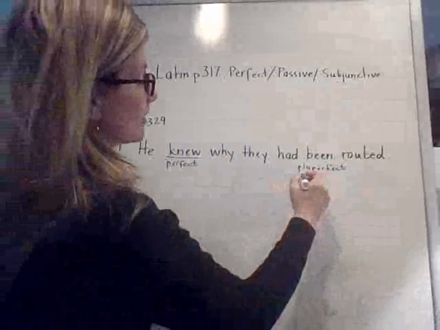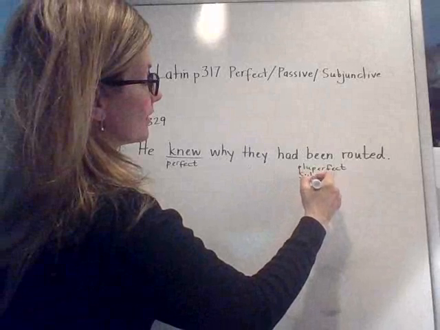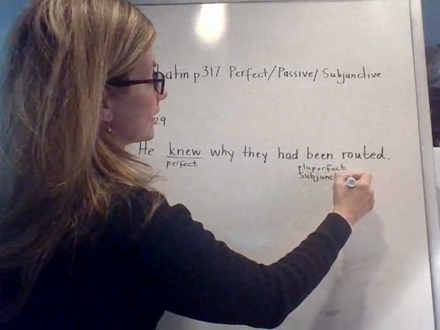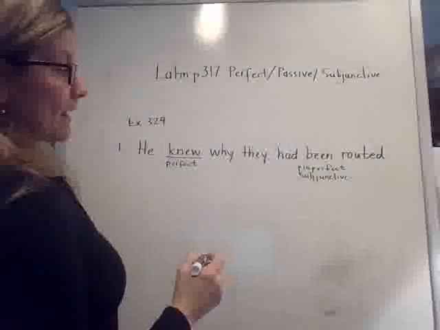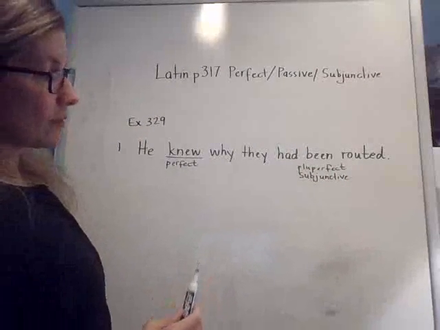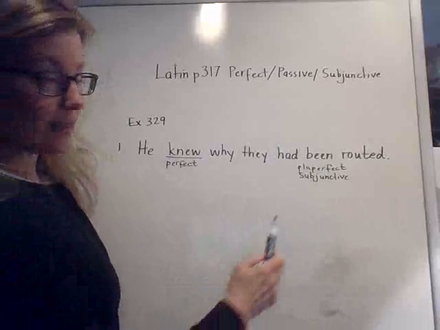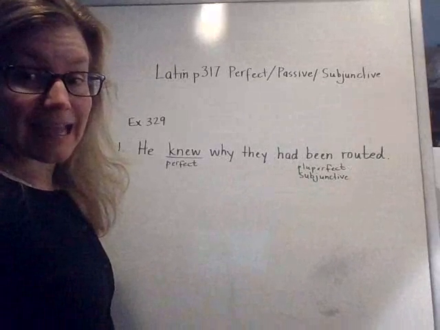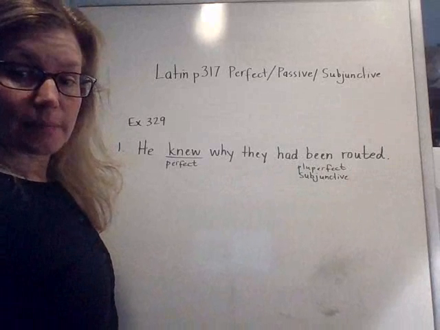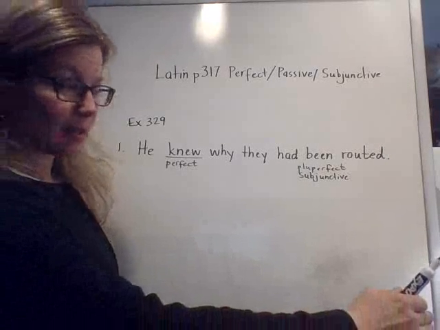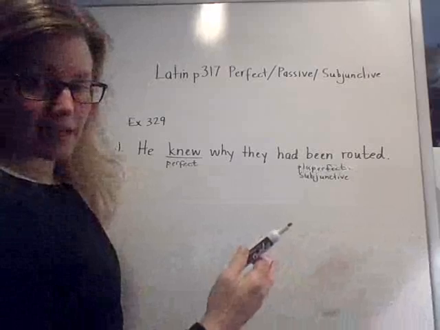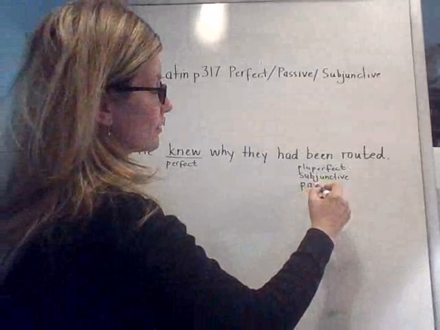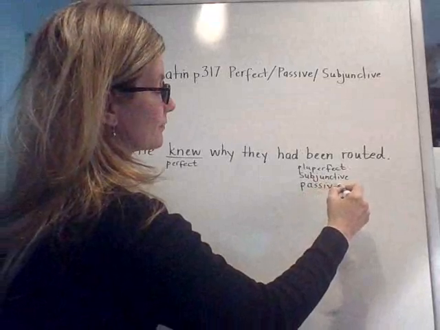Also, in our subordinate clause, we know that this is going to be in the subjunctive mood. And also, let's think about the voice. They had been routed, not they were routing, they had been routed, meaning they're receiving the action, which is the passive voice. So let's make a note of that here. Passive.